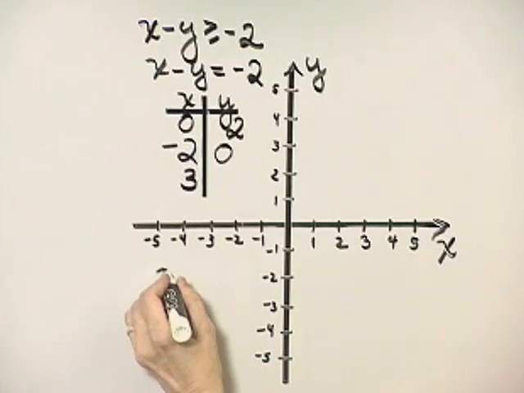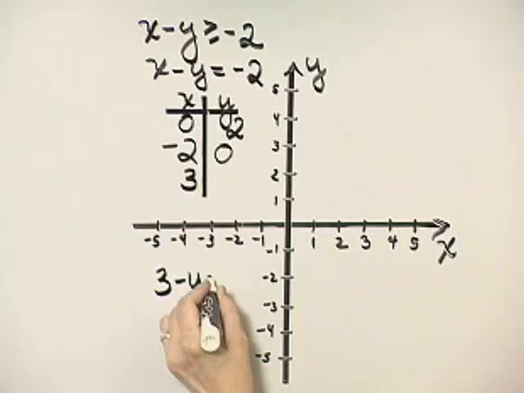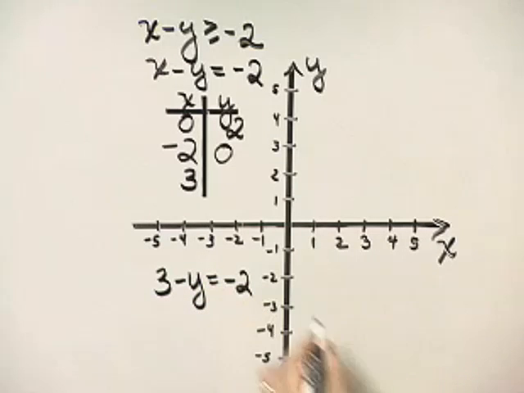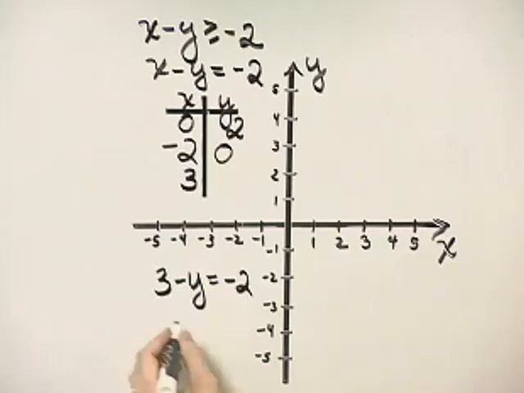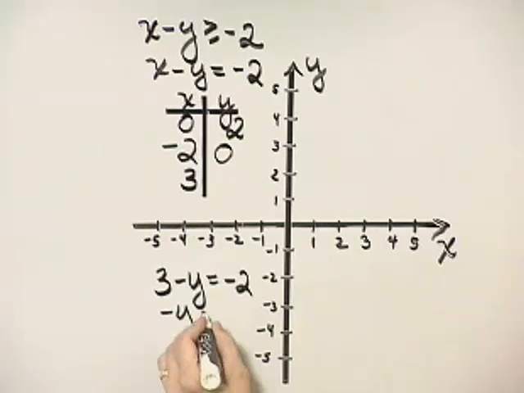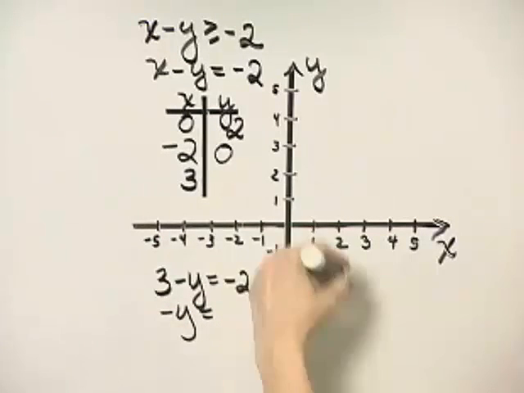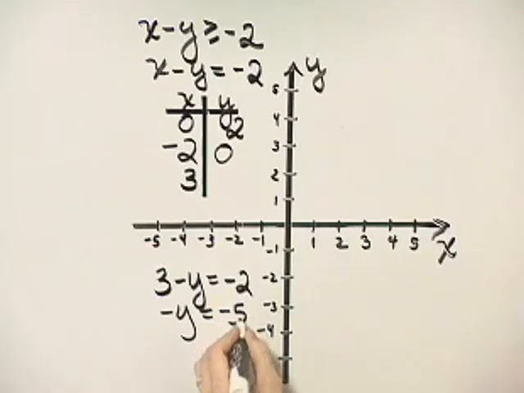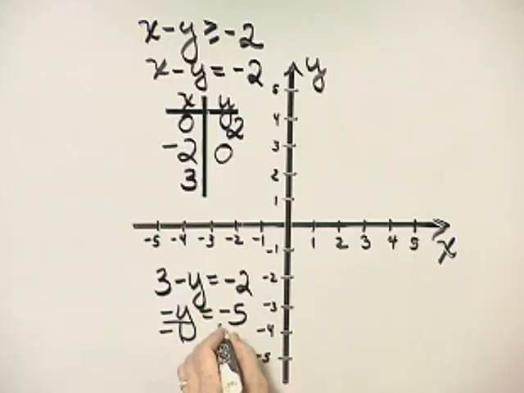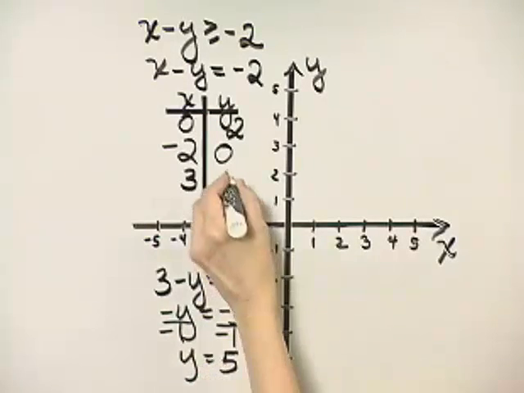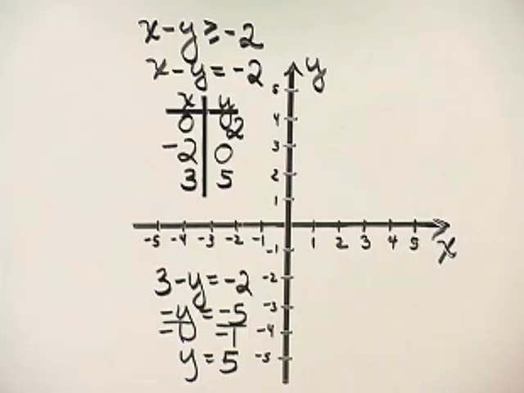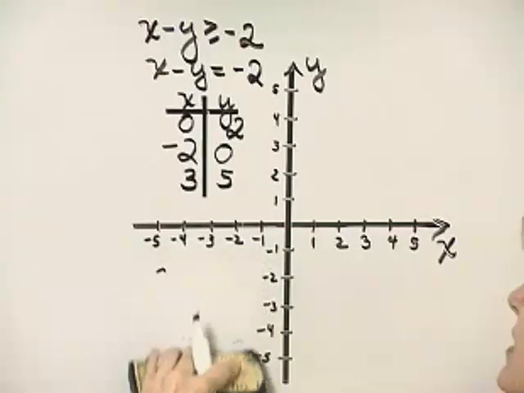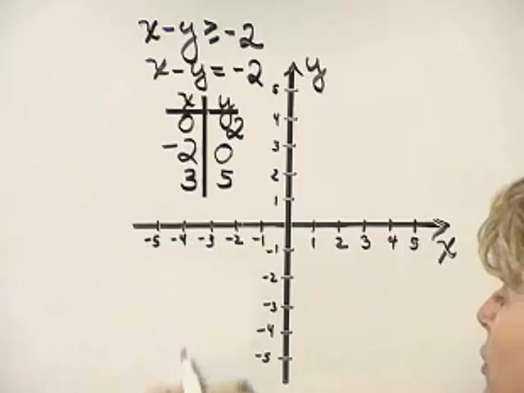If x is 3, I have 3 minus y is equal to -2, and then subtract 3 from both sides. We'll have negative y is -2 minus 3, so that's -5. Divide both sides by -1, and y is 5. So I have three ordered pair solutions. This is just to find the boundary line.